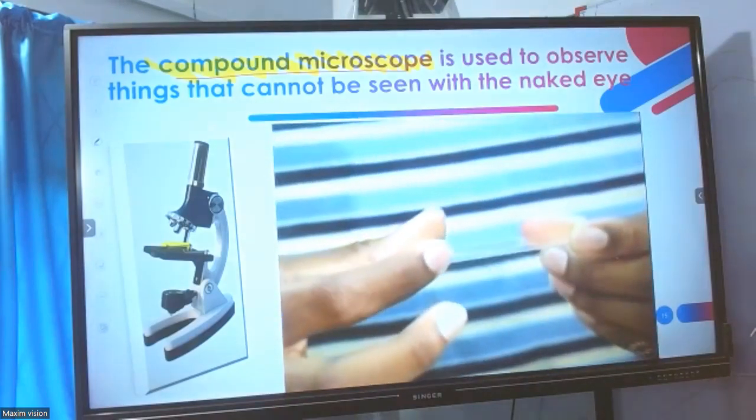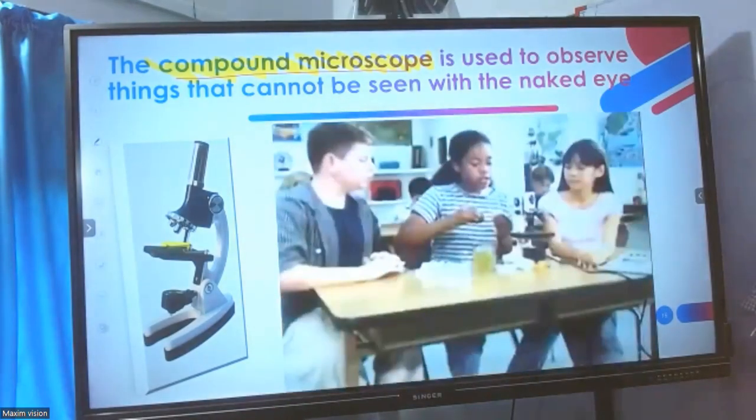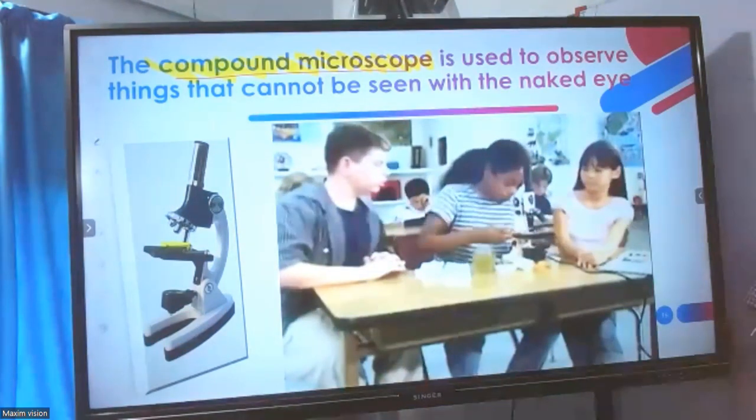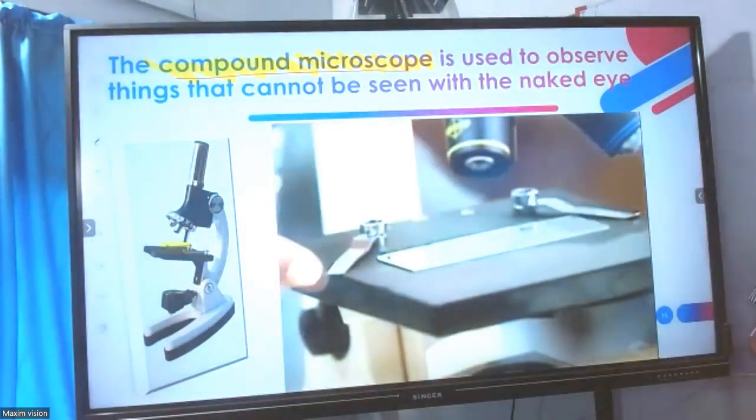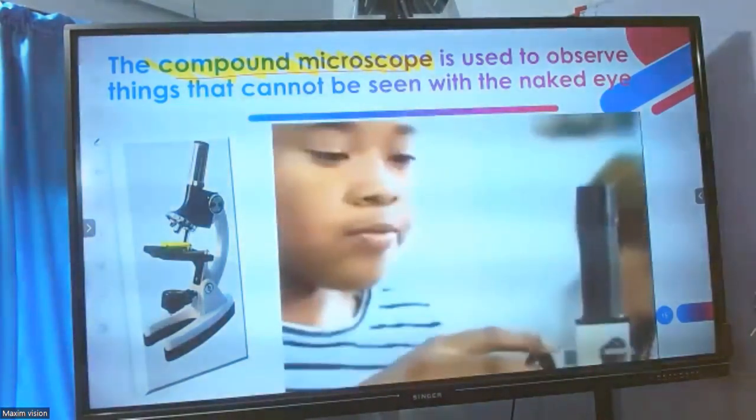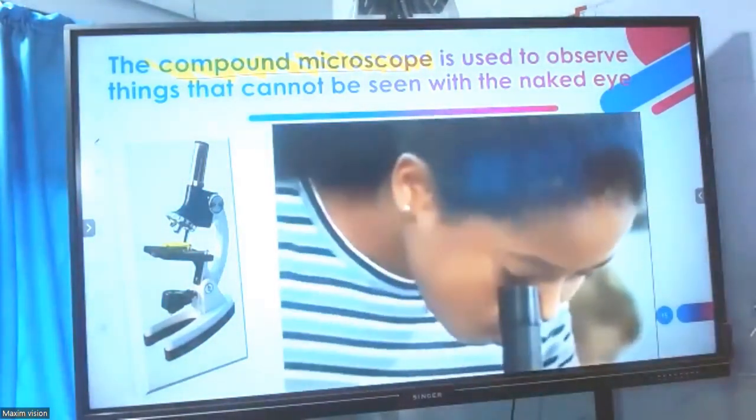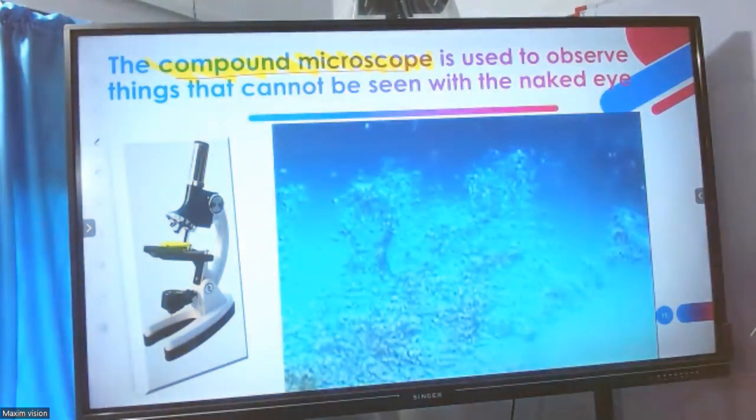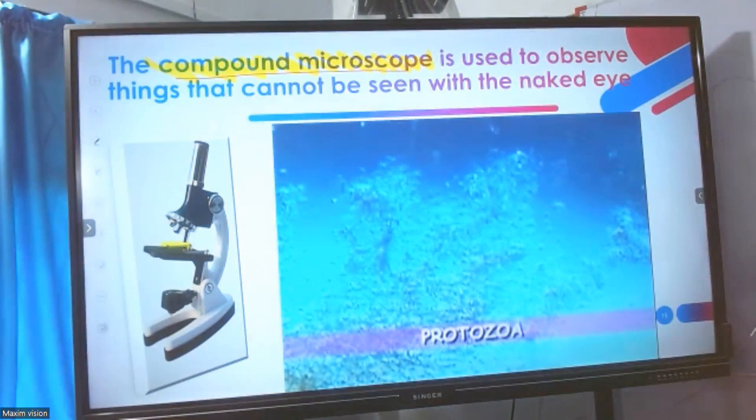The slide is then covered with a cover slip, a small flat slip of glass. It is then placed on a microscope stage beneath two clips. That single drop of water is teeming with life. These are protozoa, organisms consisting of a single cell.